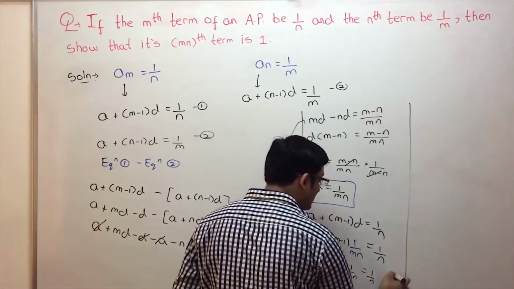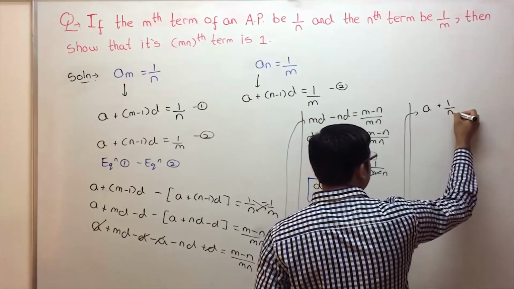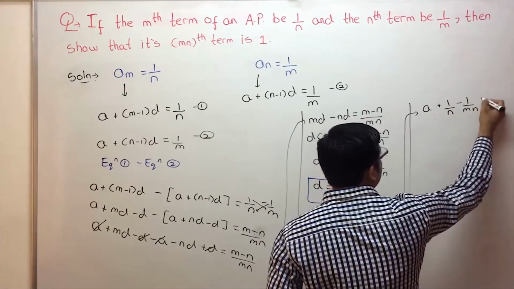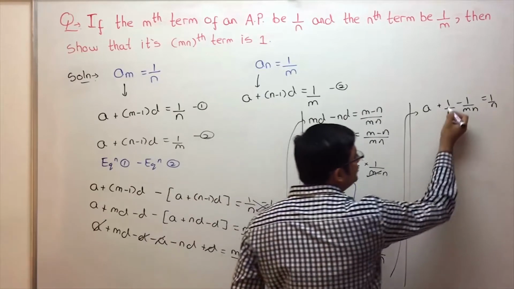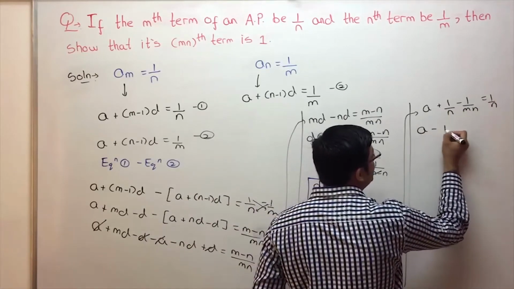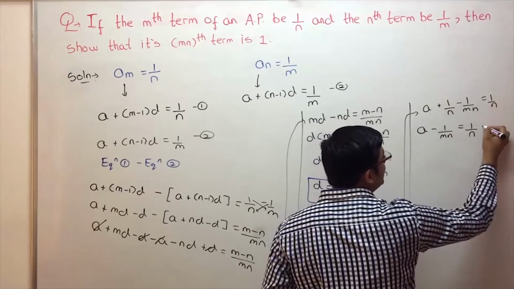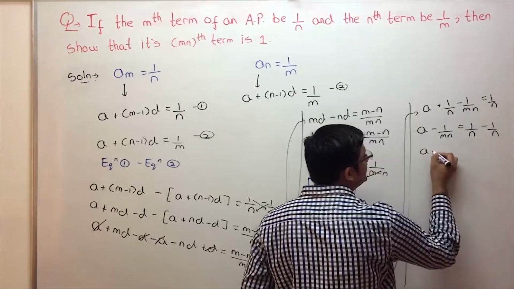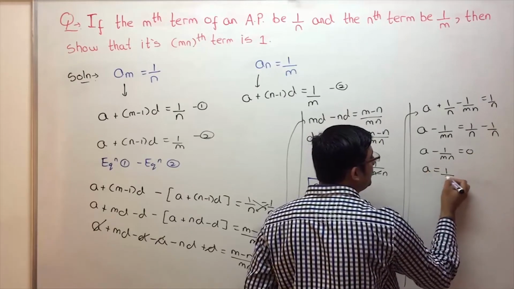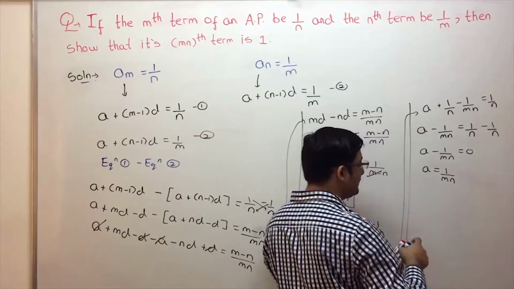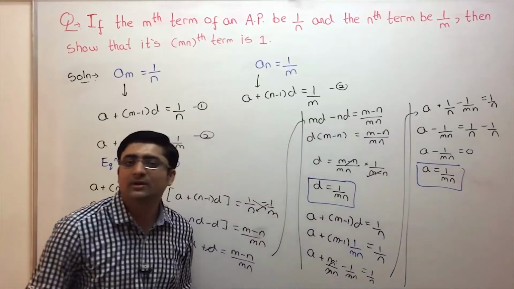So we get a plus 1 by n minus 1 by mn is equal to 1 by n. I repeat, this m and m cancel, so we get 1 by n. So take 1 by n over there. So a minus 1 by mn is equal to 1 by n, and that 1 by n on the other side becomes minus 1 by n. So a minus 1 by mn is equal to 0. So a is equal to 1 by mn. So we've got the values of both a and d. a is 1 by mn, d is also 1 by mn.